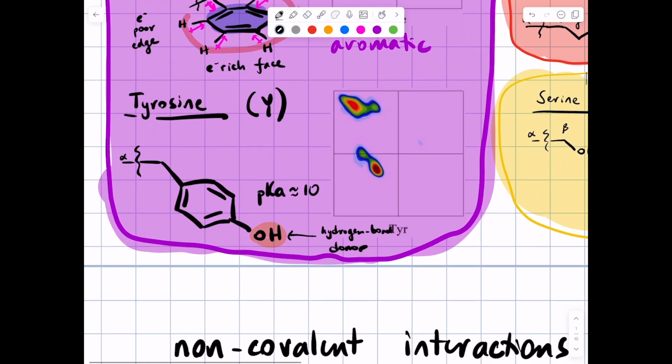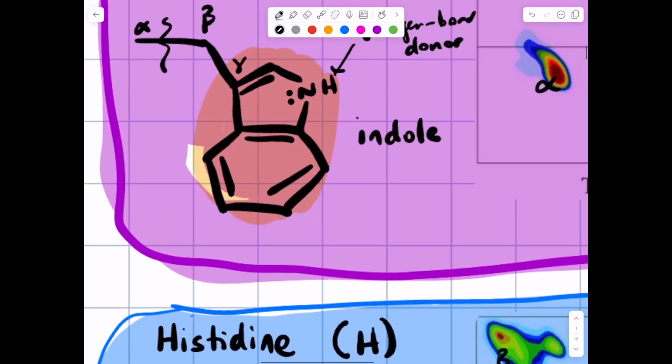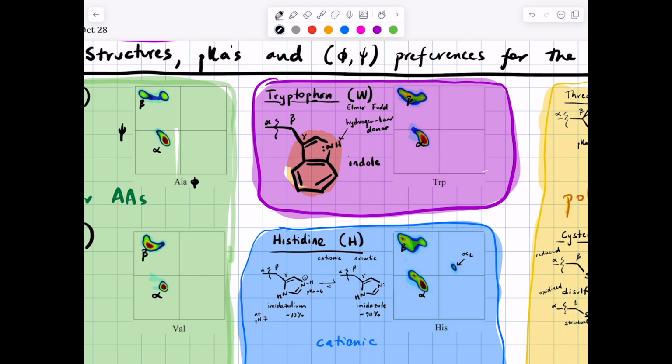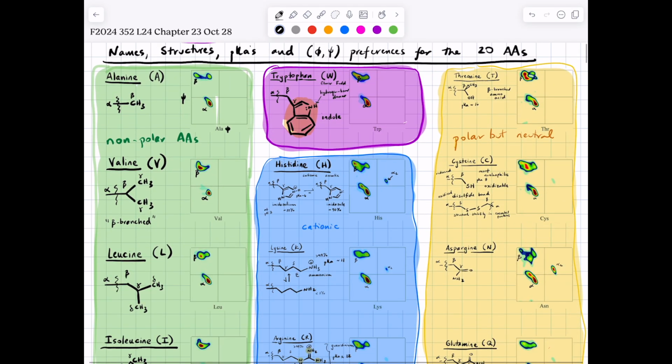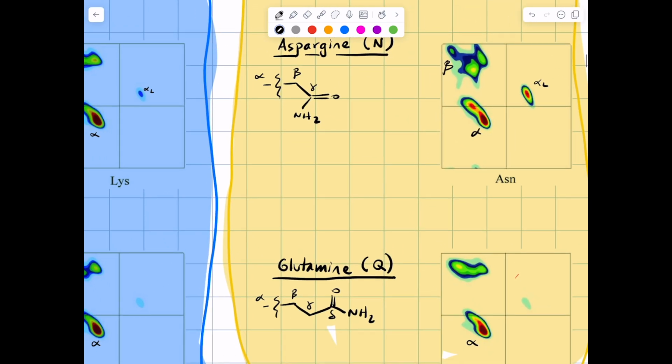Tyrosine, yep. Tryptophan, indole NH, yep, that's capable of hydrogen bonding. Anytime you have a hydrogen bonded to an electronegative atom, that's a time where you can do hydrogen bonding. So don't be surprised. Asparagine and glutamine are neutral amino acids, but they're very capable of hydrogen bonding.